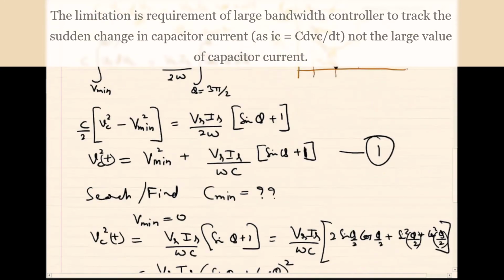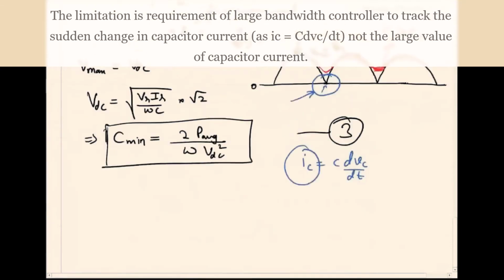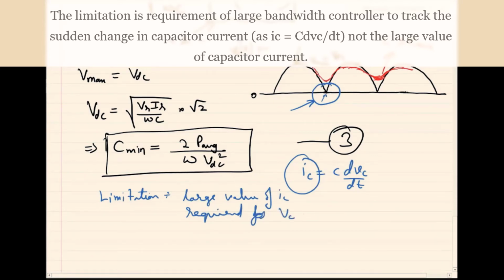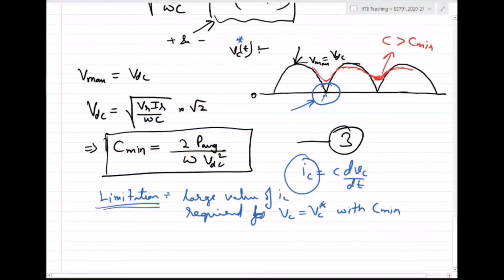So what we usually do is we do not keep the minimum C. If you see in literature, people would generally keep a higher value of C, right? So one of the limitations is that a large value of IC is required for VC equal to VC reference with the C min value, and therefore you may want to use 2 times C min, or 3 times C min, or 4 times C min, and so on.